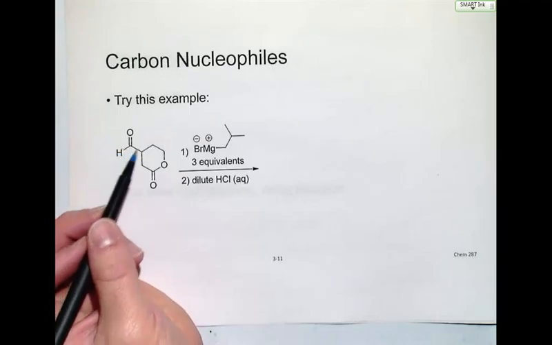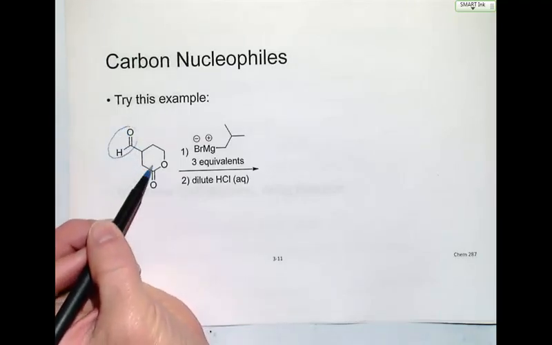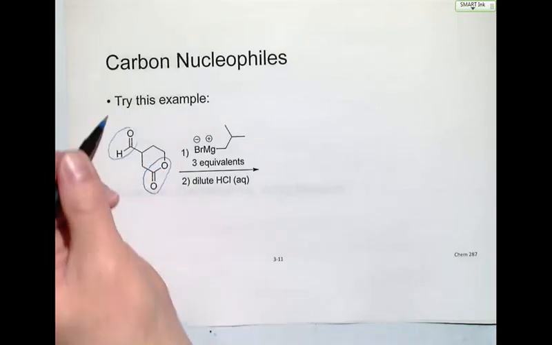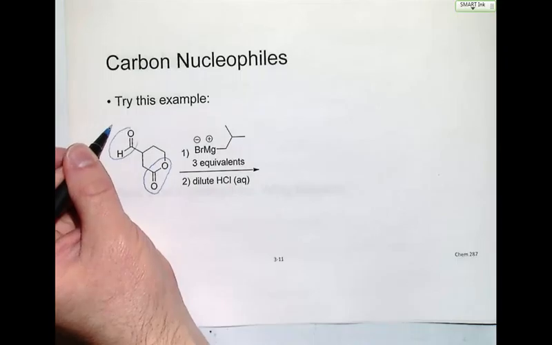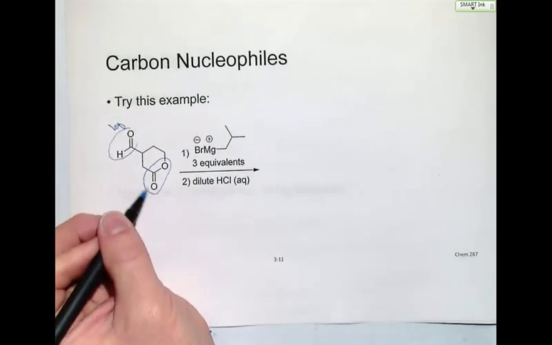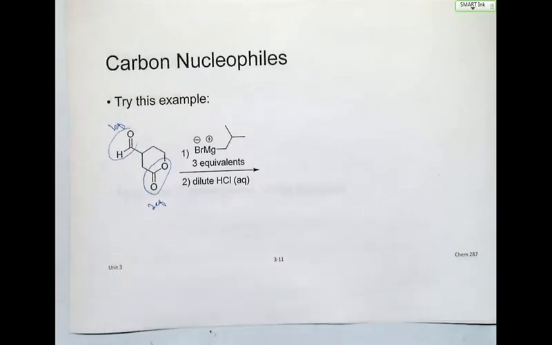Yeah, so aldehyde. We have an aldehyde, and this is an ester. So we can add how many equivalents to the aldehyde? We can add one equivalent. And we can add how many to the ester? Two equivalents. So that's a total of three equivalents necessary to do this. So try to draw the product of this.